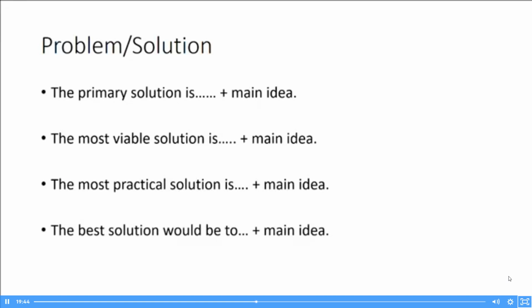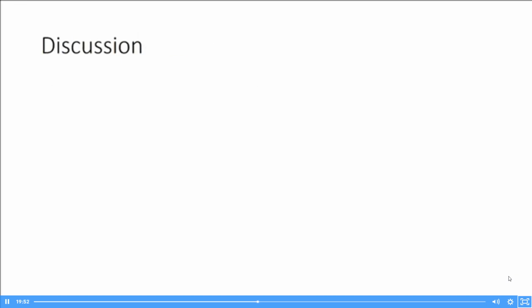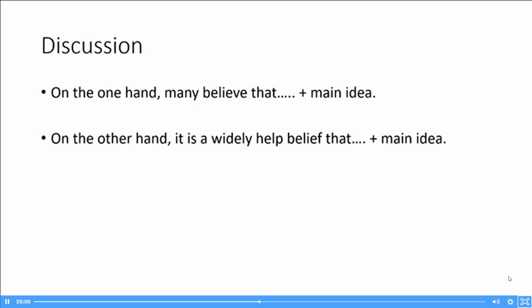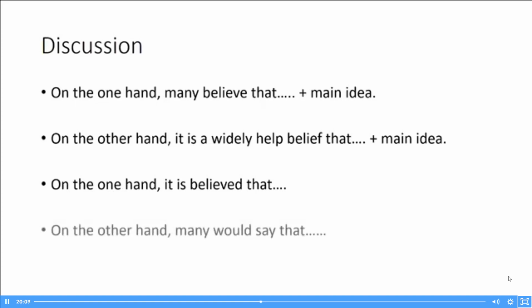Discussion. So you could say, on the one hand, many believe that, plus your main idea. On the other hand, it is a widely held belief that, plus your main idea. On the one hand, it is believed that. All right, so again, very simple. On the other hand, many would say that. Remember, in a discussion essay, what you're doing is you're discussing other people's opinions, other people's ideas. So you're just putting these phrases plus main idea.